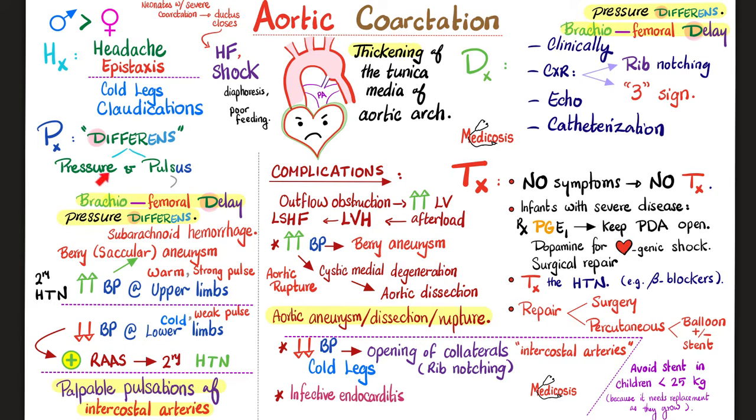On physical exam, pressure difference, brachio-femoral delay. The pressure has a problem and the pulse has a problem. This brachio-femoral delay is not the same as pulsus difference. Hypertension upstairs can lead to berry or saccular aneurysm, which can rupture, leading to subarachnoid hemorrhage. The pulse in the patient's upper arm is very strong and the upper arm is warm, but the lower legs are what? Cold to the touch. Downstairs, blood pressure is low, the lower limbs are cold with weak pulses.